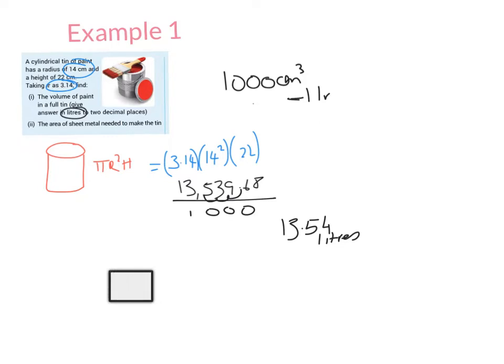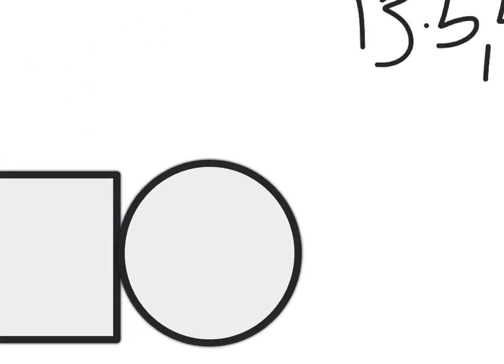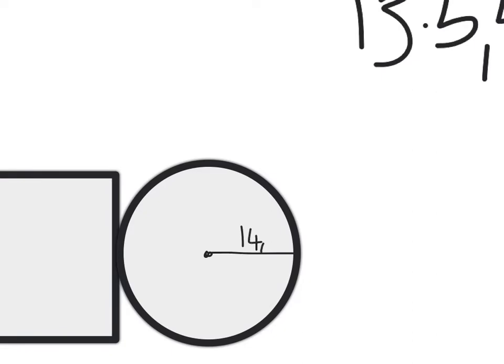So again, I always find a net really helps me with these. So I'm going to draw my net, and I know that with this I'm going to have a circle on the bottom, a circle on the top. So what information am I told? I am told that the radius is 14 centimetres, so I know that the radius from here in is 14 centimetres.